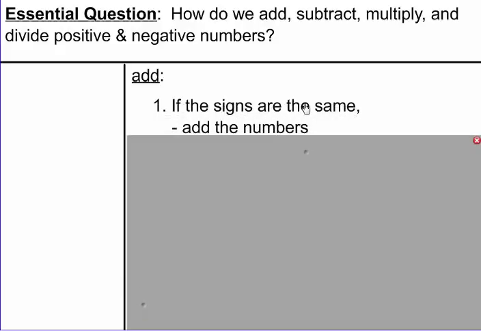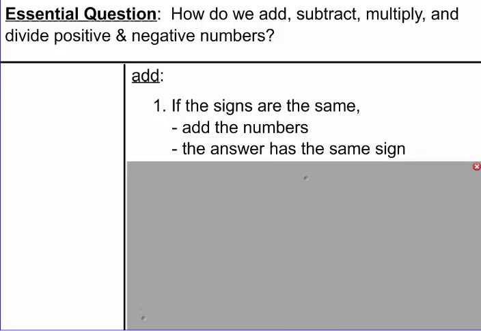So with adding, there are two cases. First, you have that the two signs are the same. So if the signs are the same, you want to add the two numbers. Okay, just add them like you always have. Then your answer is going to have the same sign. So if the signs are the same, you just add the numbers like you always do, and the answer is going to have the same kind of sign as your number.